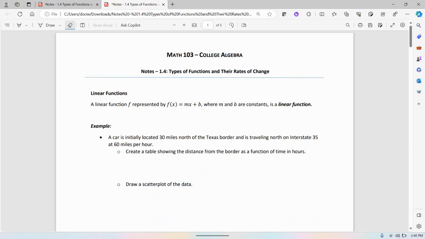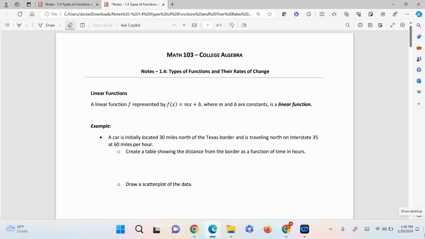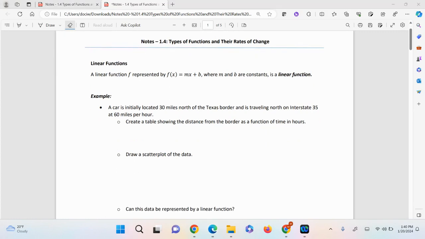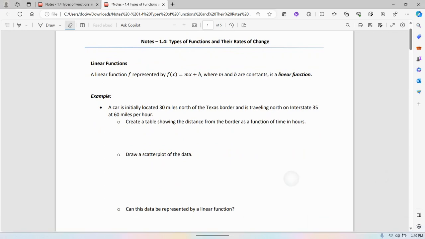Okay, welcome back to Math 103, College Algebra. This is section 4. We look at types of functions, rate of change, primarily having to do with linear type functions. A linear function is represented by f of x equals mx plus b, where m is the slope, b is the y-intercept. Personally, I prefer calling them rate of change and initial value. And again, I apologize for my horrible writing.